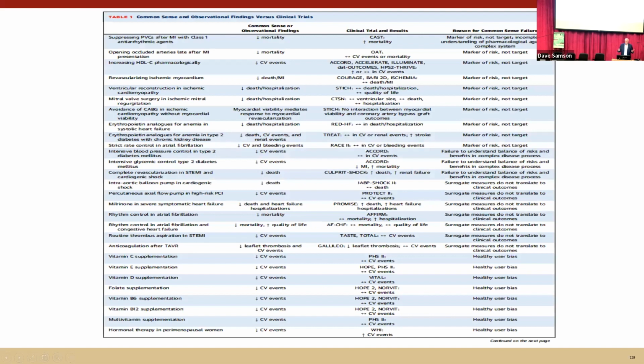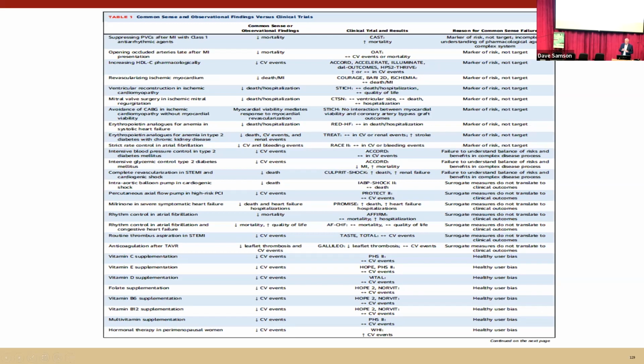And it's always great to look at all the areas where the observational data matches up with the randomized clinical trial data, but many times it doesn't. This is a partial list. I think I cut the table in two from the observational studies which don't match with the clinical trials observations. And then we have a column at the end here that we talked about the reason.